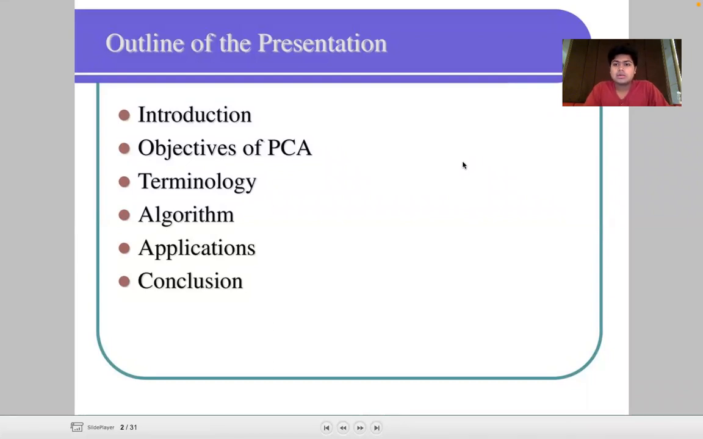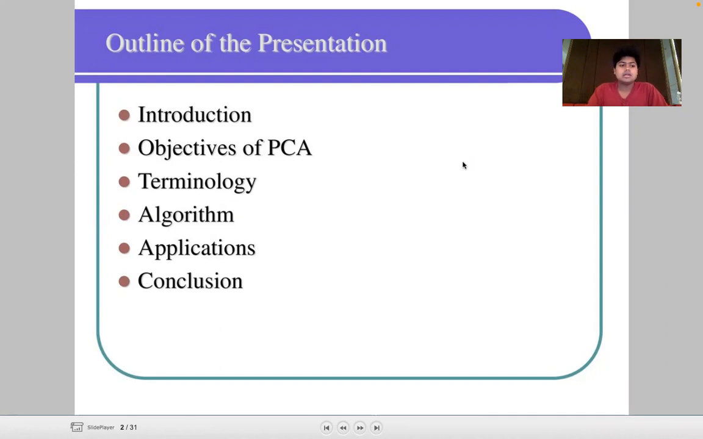Today I'm going to talk about PCA, Principal Component Analysis. Let's get started with the topics we're going to discuss. First, we're going to do the introduction, the objectives of PCA, and terminology, the algorithm, applications of PCA, and conclusion.